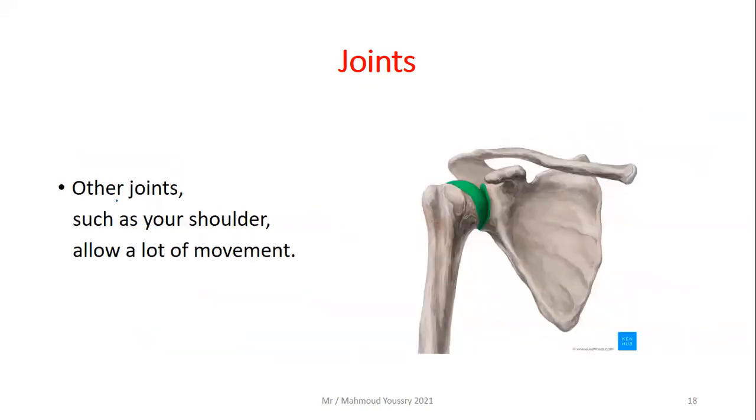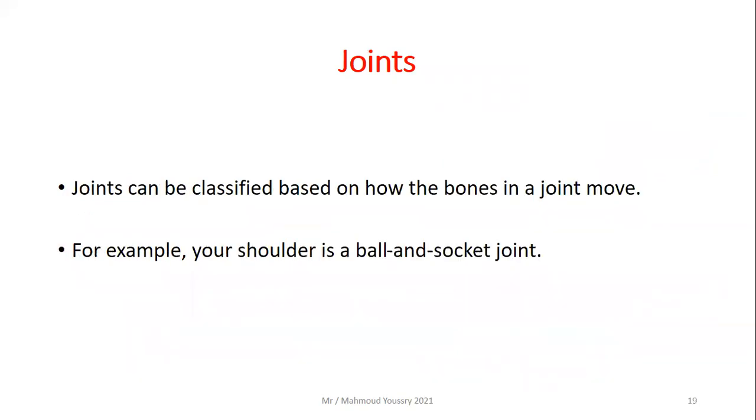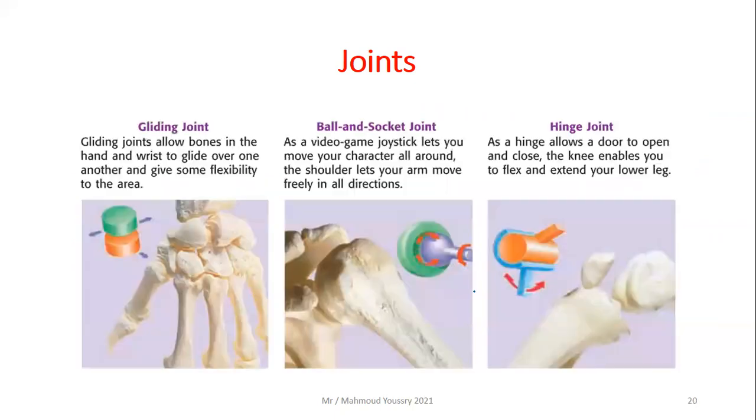Okay, then what? Other joints, such as the shoulder, allow a lot of movement. This is the shoulder joint. You can move your arm in all directions. Joints can be classified based on how the bones in a joint move. For example, your shoulder is named a ball and socket joint.